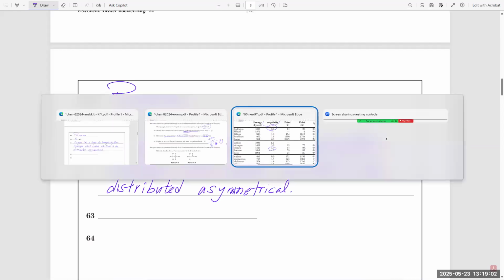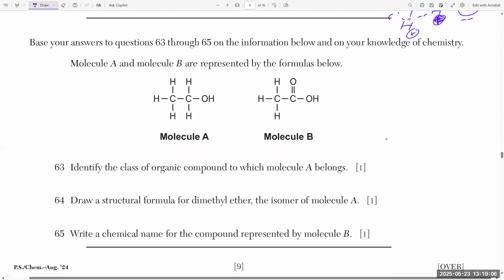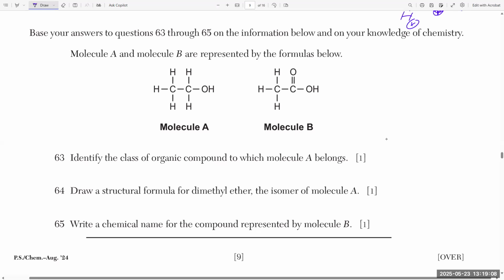All right, let's go. Number 63. You're thinking, oh no, Mr. Kim, it's organic. And again, at the time of this recording, we didn't cover organic yet. But I'm going to show you how easy it is, even if we didn't cover this. It says, identify the class of organic compound to which A belongs. A is this one, and it looks like this.